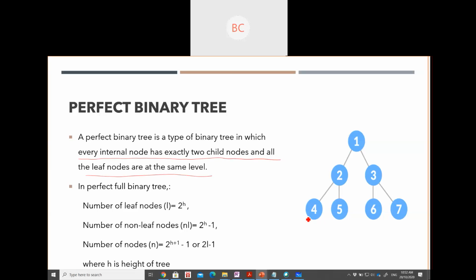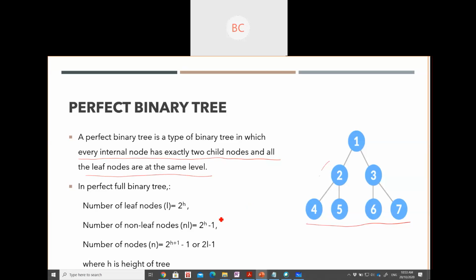So here you can see this node A has two children, 2 and 3. Again, this node has two children, 4 and 5. Again, this node has two children, 6 and 7. That means it's a perfect binary tree and all leaf nodes are at the same level. Okay, so you can say it's also perfectly full.